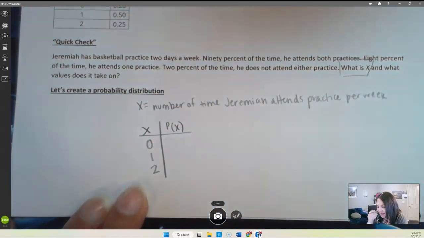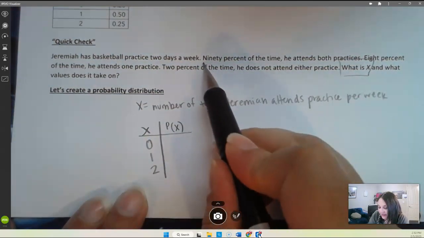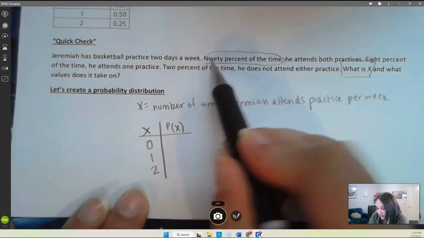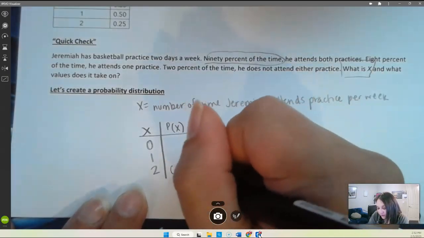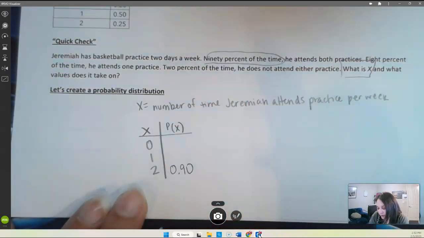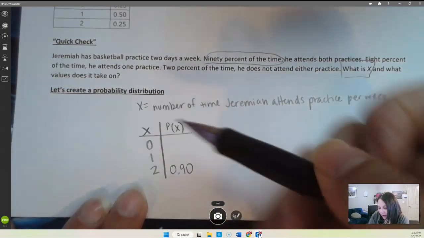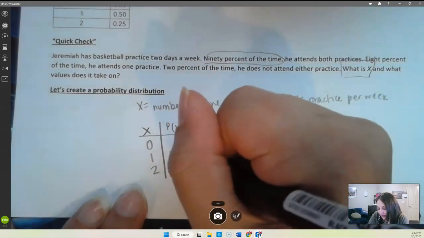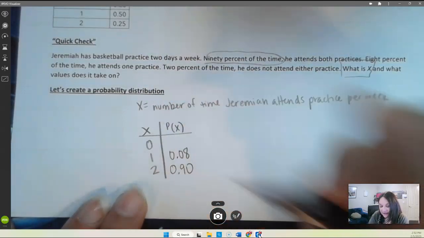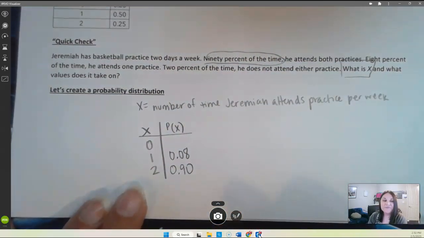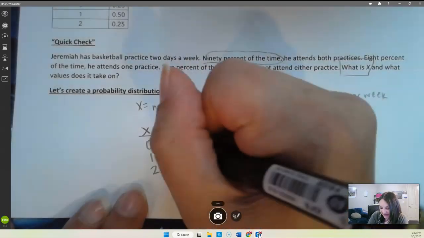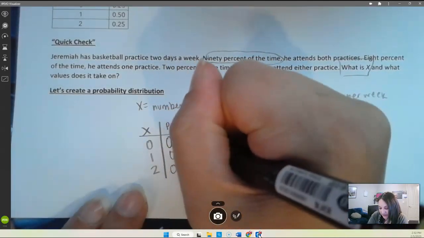And then you've got this 90% of the time that he goes 2 times a week. And so that would be for the 2. That's the probability we present there. For both practices, 0.90. For only 1 practice, remember, 8% is 0.08, not 0.80. And then 2% of the time he does not attend either.